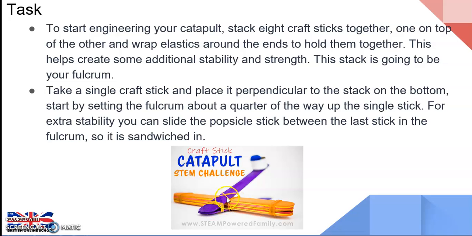And we do that by setting the fulcrum, that's like the point where it pivots, about a quarter of the way up. So if this is the whole stick, you see we're about a quarter of the way up it. And we stack it here and create the pivot. And then underneath you can put a popsicle stick, that's just an extra stick under the bottom, and then tie it all together.